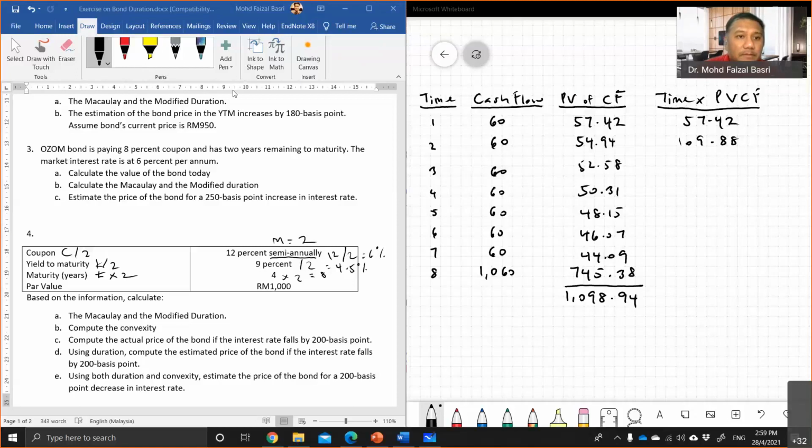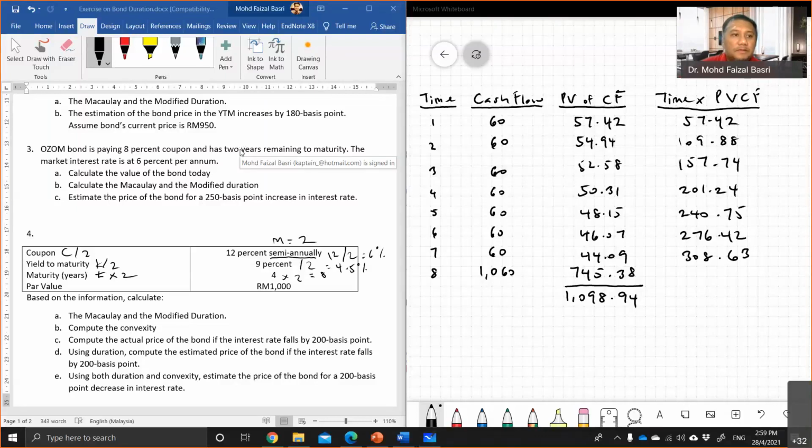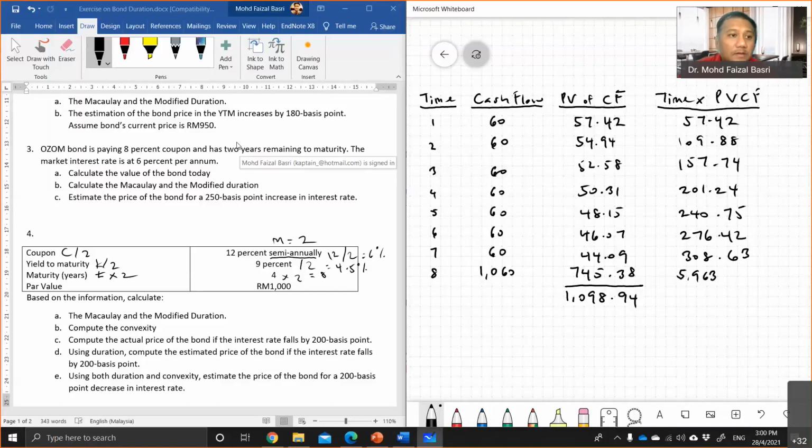See, so 157.74, 201, 240.75, 276, 276.42, 608.63, this one 5963. So the total is 7,315.12.